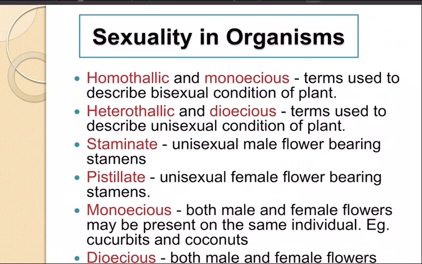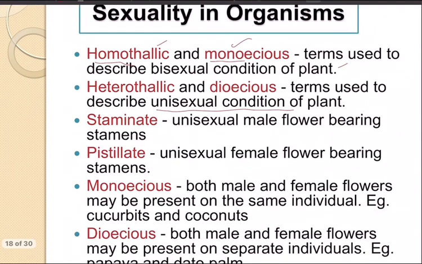And sexuality in organisms. We use a different terminology when we talk about the sexuality in organisms. The first one is homothallic or monoecious. Mono means single, monoecious. Homo, similar, thallus, thallic. So the terms used to describe bisexual condition of a plant. So we say plant is monoecious and the plant is homothallic. Similarly, heterothallic. Hetero means different thalli, and it is dioecious. The terms used to describe unisexual condition of the plant.